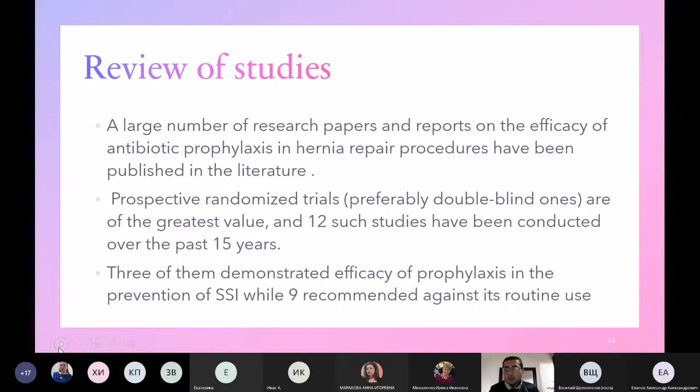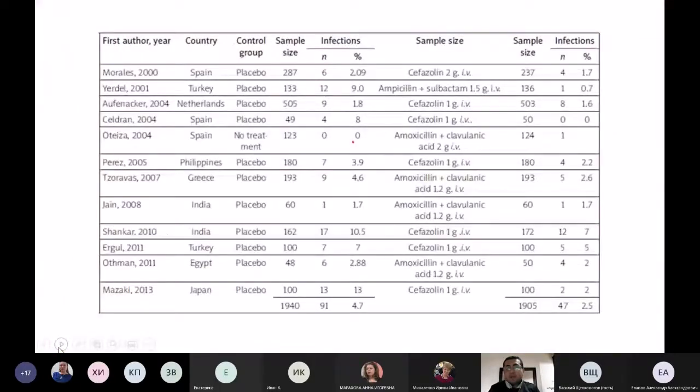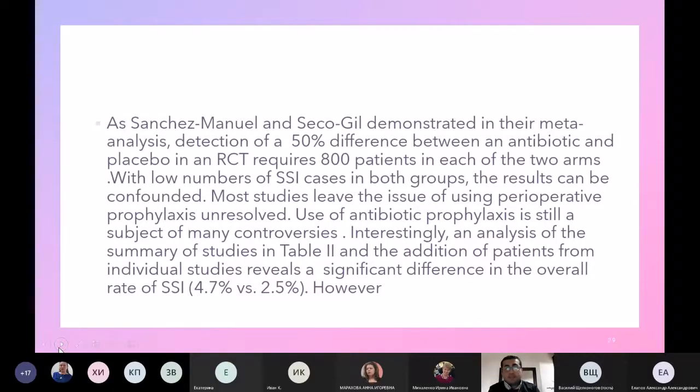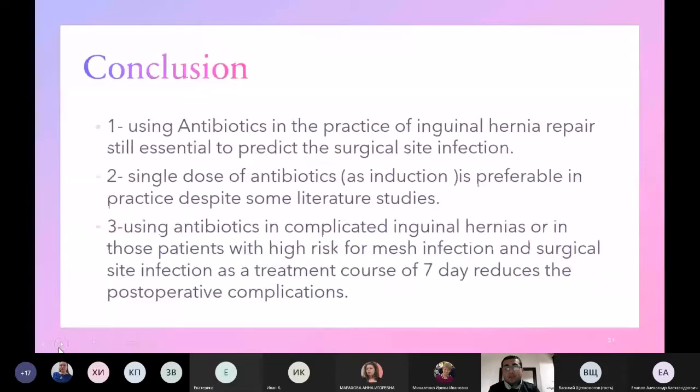This is a trial study in which you will see the sample size and the antibiotic we are using, or that those people used, in Spain, Turkey, Netherlands, the Philippines, Greece, India, Egypt and Japan, and the percentage of infection related post-operatively. This is the explanation for what I just said.